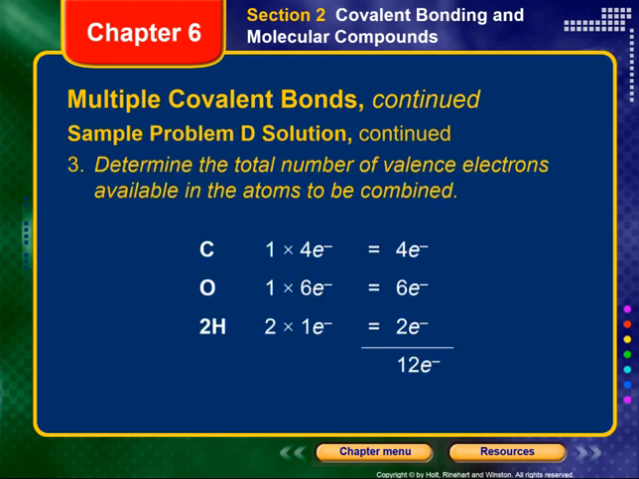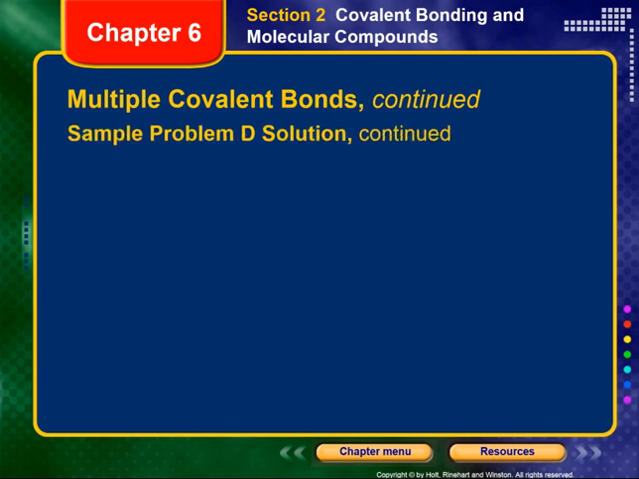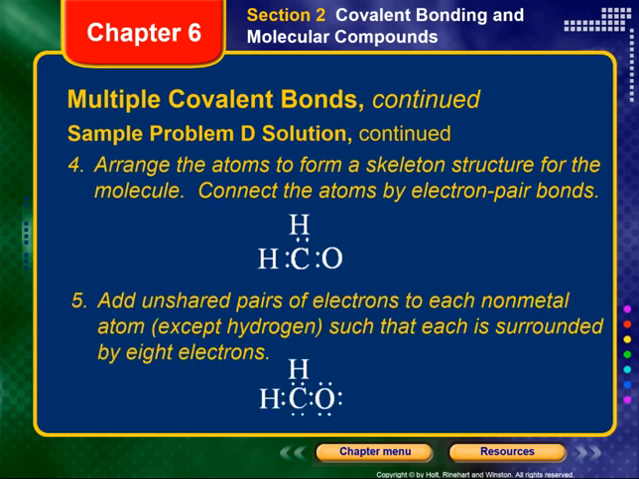Next step, determine the total number of valence electrons available in the atoms that we're combining. We get 4 from the carbon, 6 from the oxygen, and 2 from the 2 hydrogens for a total of 12 electrons. So we need to remember that 12 electrons. Next up, we're going to arrange the atoms to form a skeleton structure for the molecule, and then connect the atoms by electron pair bonds.